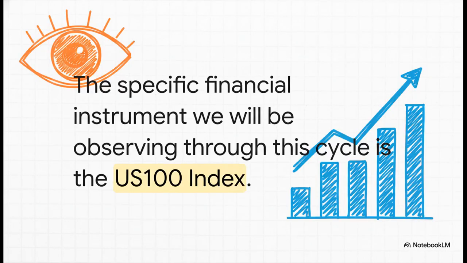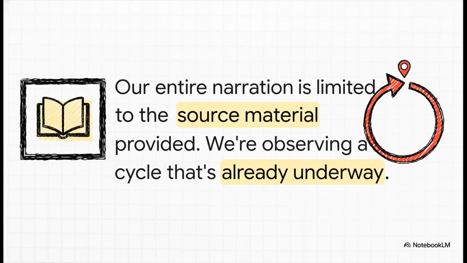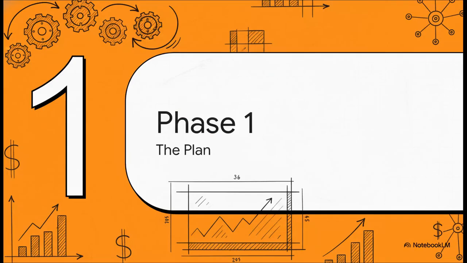Now, the asset at the heart of all this is the US100 index. That's the financial instrument we'll be tracking through this cycle. And here's what makes this so interesting. We're jumping into a cycle that's already in motion. We get to see the model being applied in a real-time environment. But remember, our observation is based only on the data right here in front of us. Okay, with that foundation set, let's get into the action.